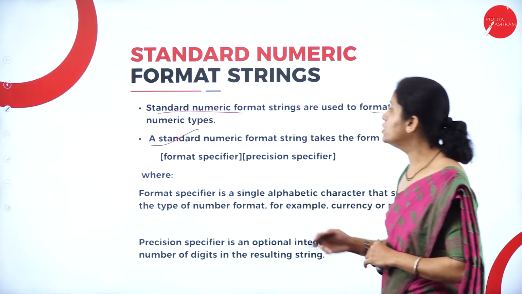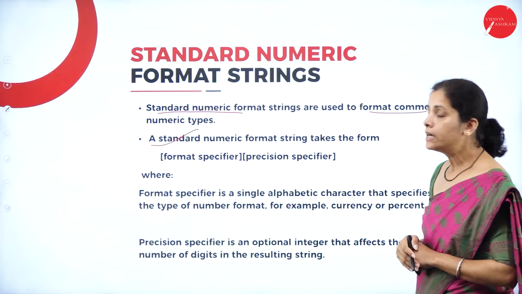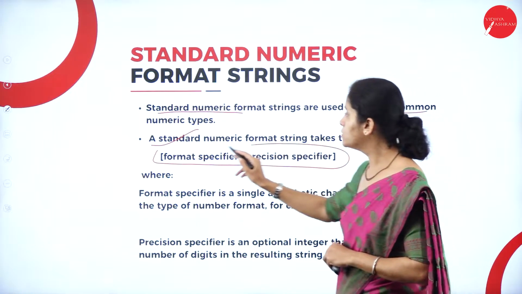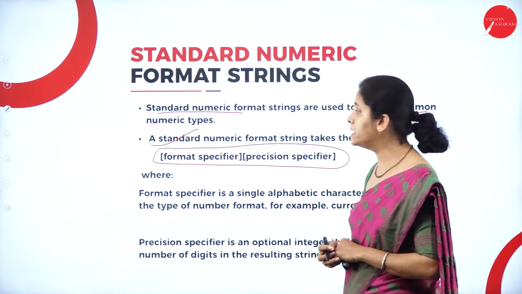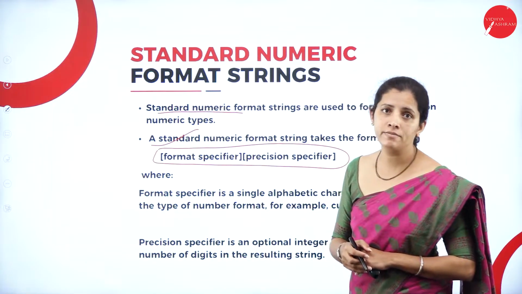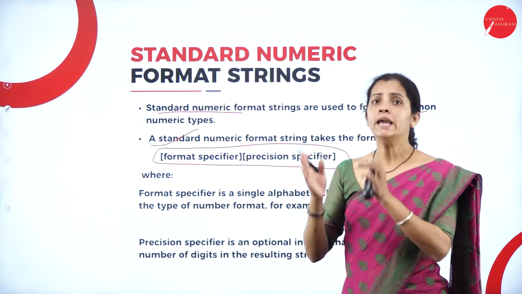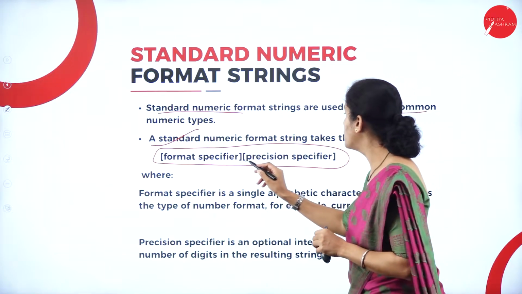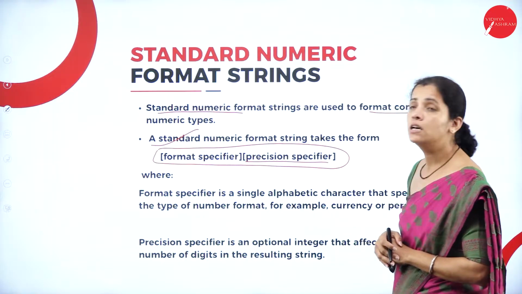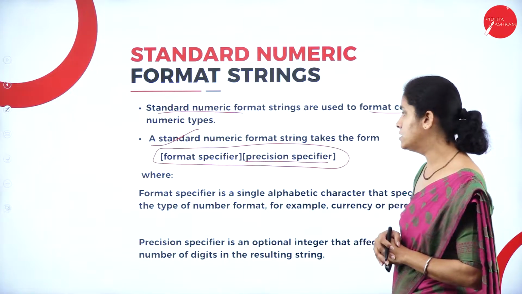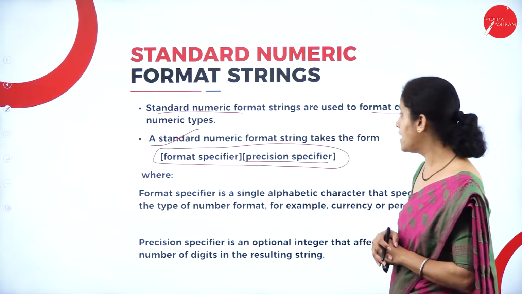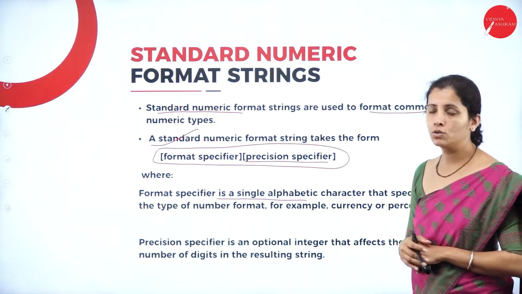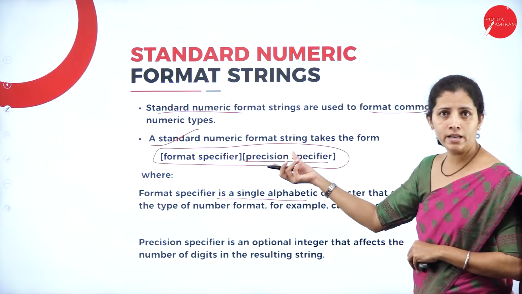A standard numeric format string takes this form. This is the syntax I have here. What I want to specify at the beginning is the format specifier. That means I specify in which type I want the output, and then I specify the precision specifier. So what is a format specifier? It is a single alphabet character.